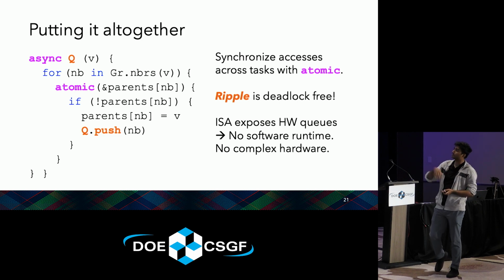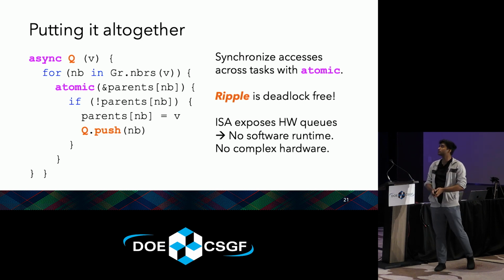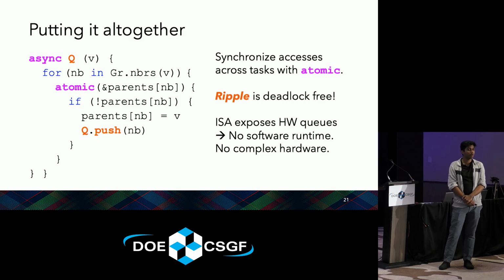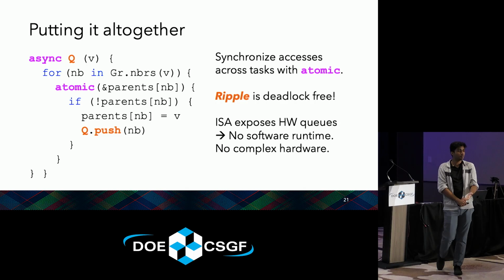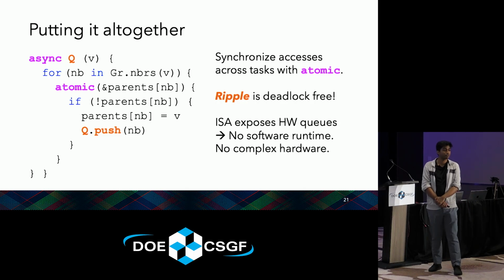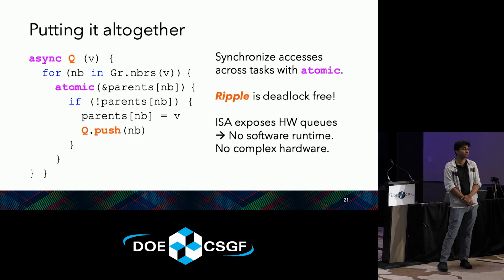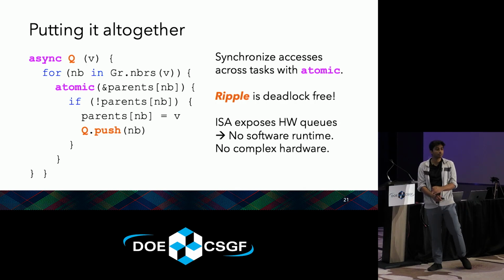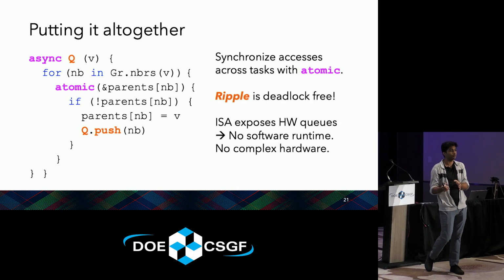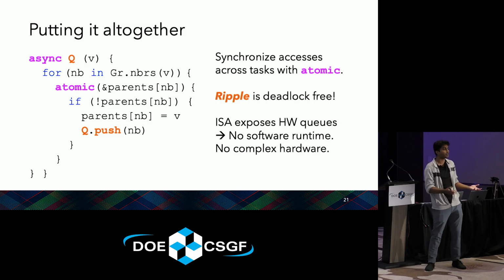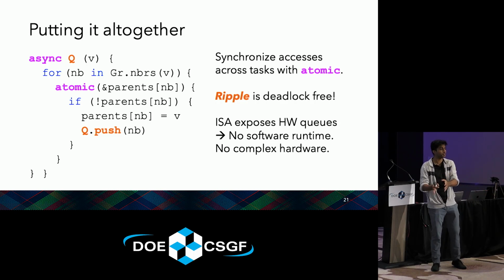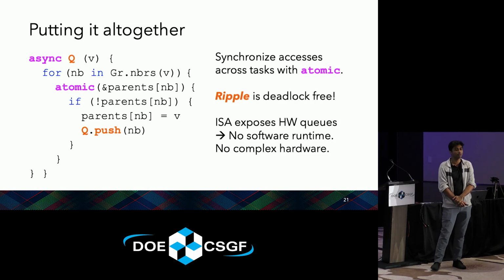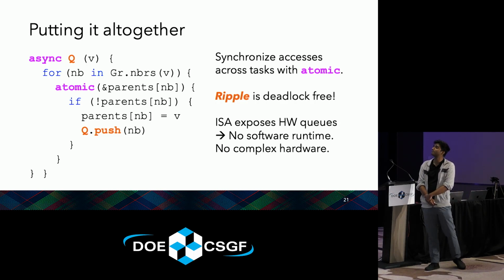program. We've added atomics. These are other details that I'll gloss over, that we can handle synchronization with and add more pipelining. If you read the paper, you can see that Ripple is deadlock free, and that's important for cyclic communication. And because we're just exposing the hardware queue using the architecture, we don't add a software runtime, and we don't add any complex hardware. The hardware is already there. We're just abstracting it differently through the language and the architecture.